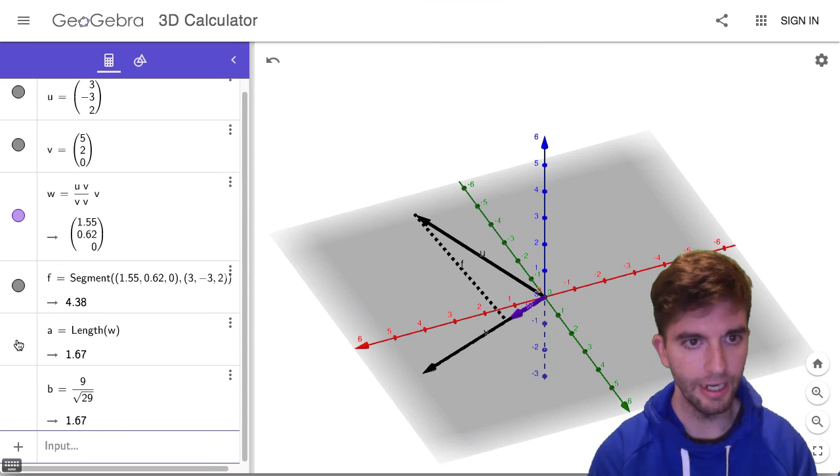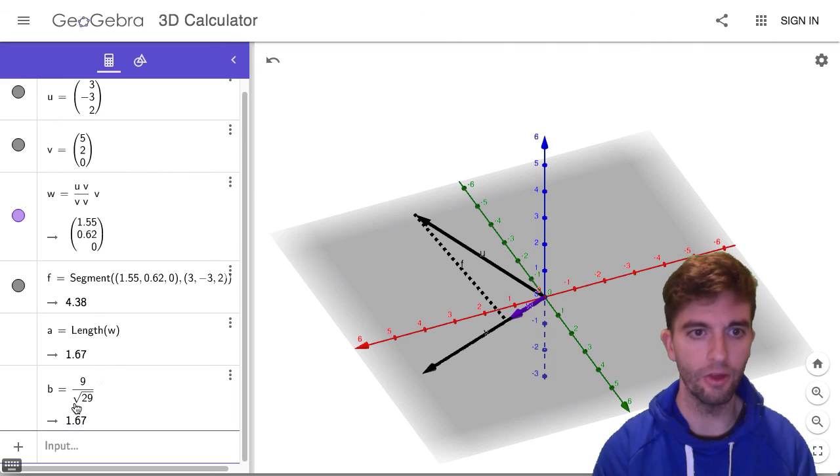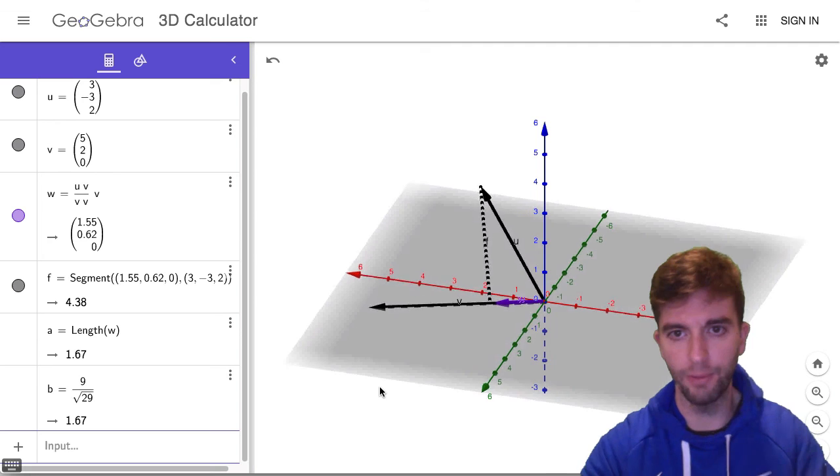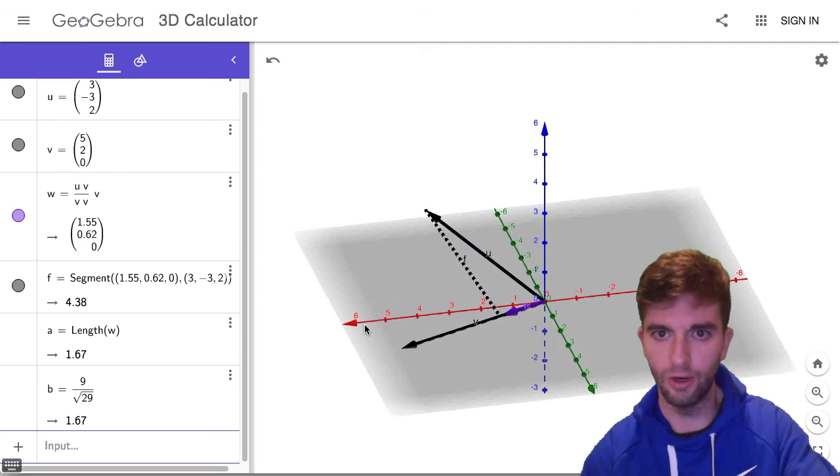So in GeoGebra, I got it to calculate the length of that projection vector. It says it's about 1.67, and I just want to show you that that is what the approximate value of 9 over root 29 is equal to as well. So we've correctly found the magnitude of that purple vector, the projection of vector u onto vector v.